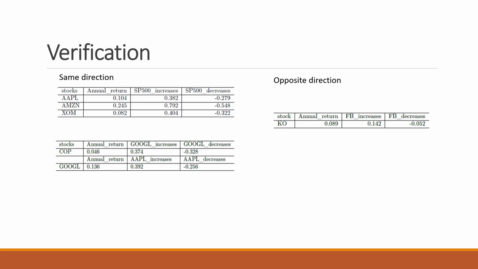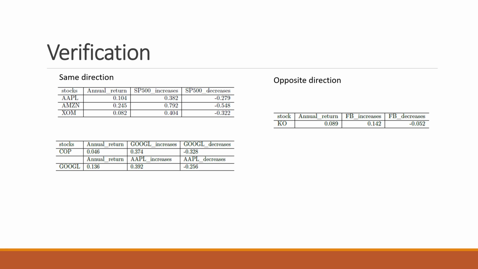In the first picture, we have 3 stocks: Apple, Amazon, and Exxon. Their annual return is given by the second column, which for Apple is 10%, for Amazon is 24.5%, and for Exxon is 8%. However, when the SP500 index increases, their relative returns increase from 10% to 38%, from 24% to 79%.